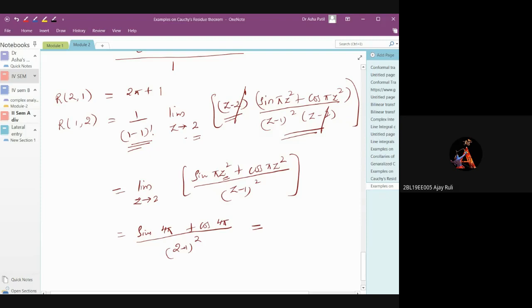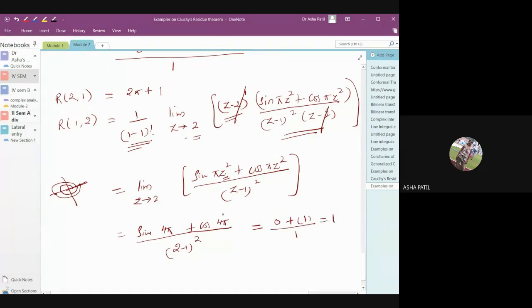0, ma'am. Cos 4 pi. Yes, 1 ma'am. 1 or minus 1? 1 ma'am. Because 0, pi means it is minus 1. 2 pi comes here. Again 3 pi. And when you come back, 4 pi is on your x-axis, which is nothing but 0. So cos 4 pi, it becomes 1 divided by 1. We got the value as 1.